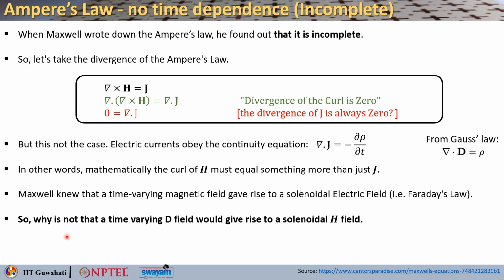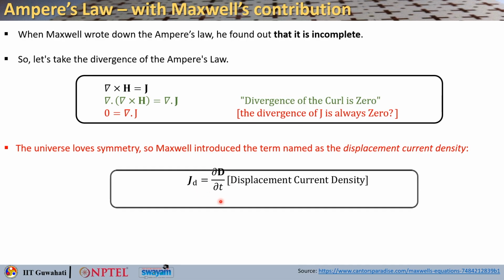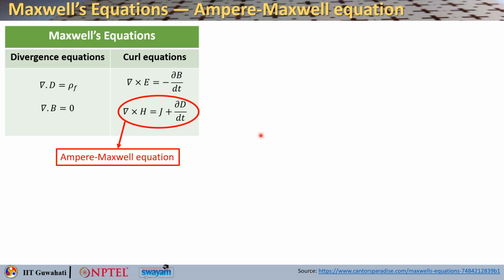So, why not a time varying D field would give rise to a solenoidal H field, right. So, with that, because the universe loves symmetry, Maxwell introduced a new term called displacement current density, that is called JD, which is basically dou D dot T. Now, what is this term? So, if you look what Maxwell has done, Maxwell has basically added this new term in the Ampere's law, and now this equation becomes Ampere-Maxwell's equation.